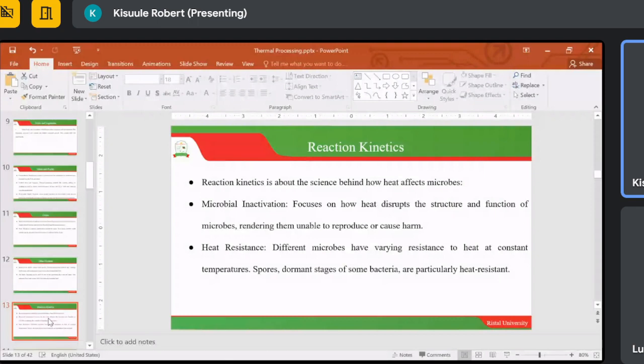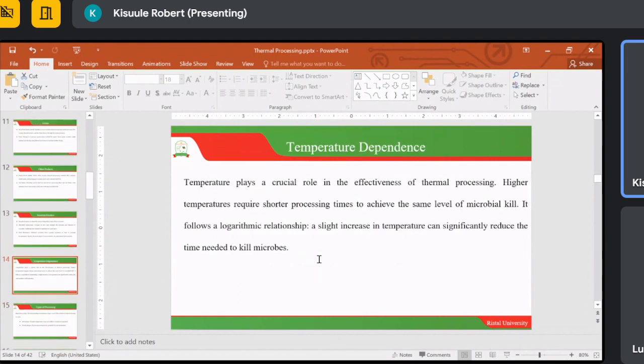For example, the spores, dormant stages of some bacteria, are usually heat resistant. So even if you apply heat, you will find that some of these microbes, as we will see, would not be denatured or deactivated. So here we will look at other ways other than heat to help us in destroying these microbes.